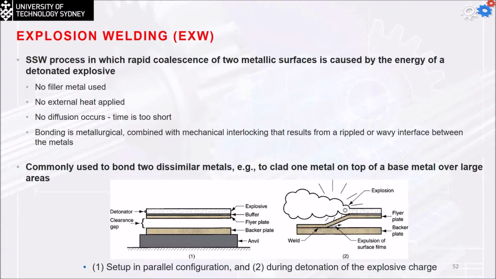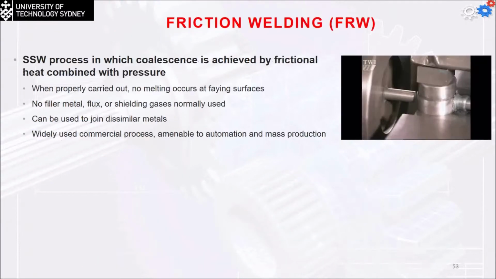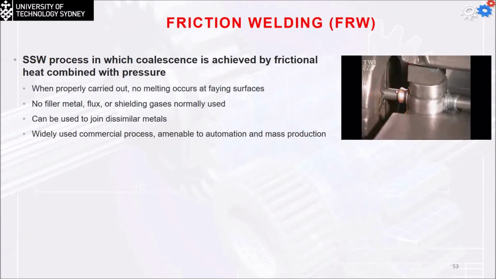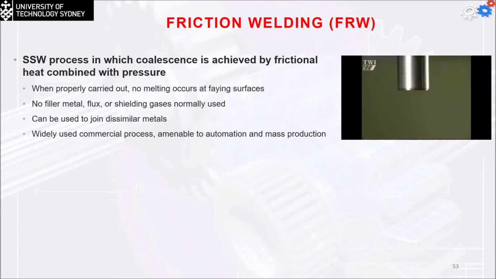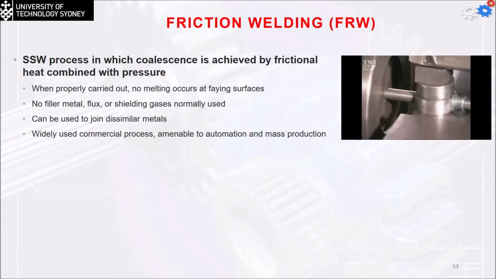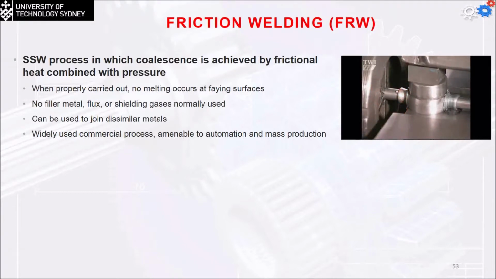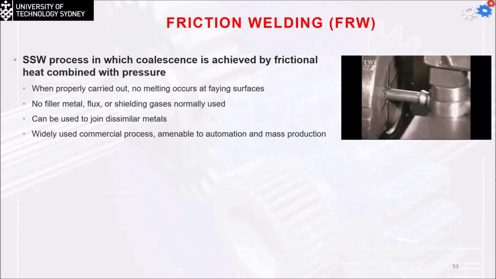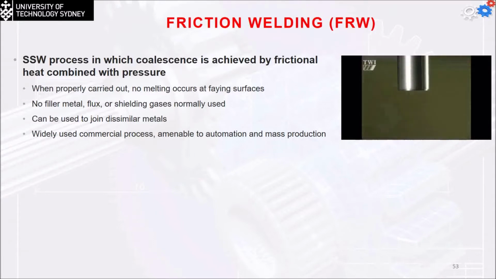So the friction welding is a solid state process in which the coalescence is achieved by the frictional heat combined with the pressure. When properly carried out, we're not going to have any melting at the faying surfaces. No filler metal is going to be used, no flux, no shield gas is normally used. This can be used to join dissimilar metals as well, and is a widely used commercial process where it's amenable to automation and mass production. The process also can be used in another method, which is called friction stir welding.